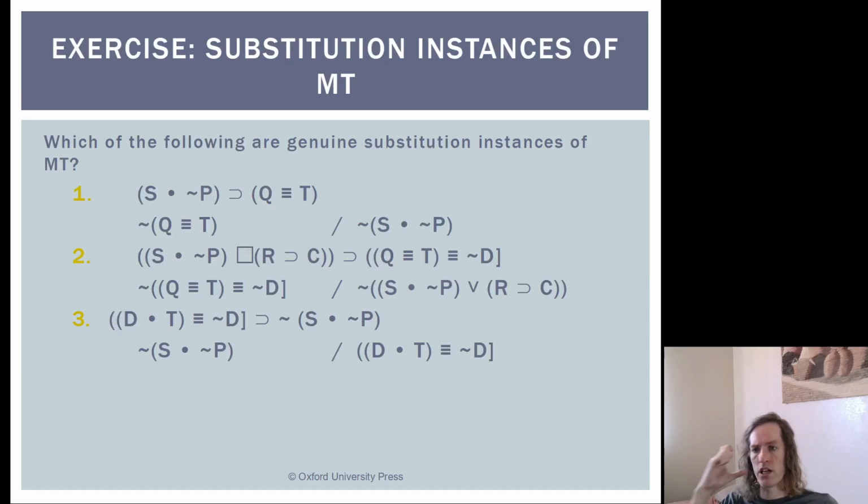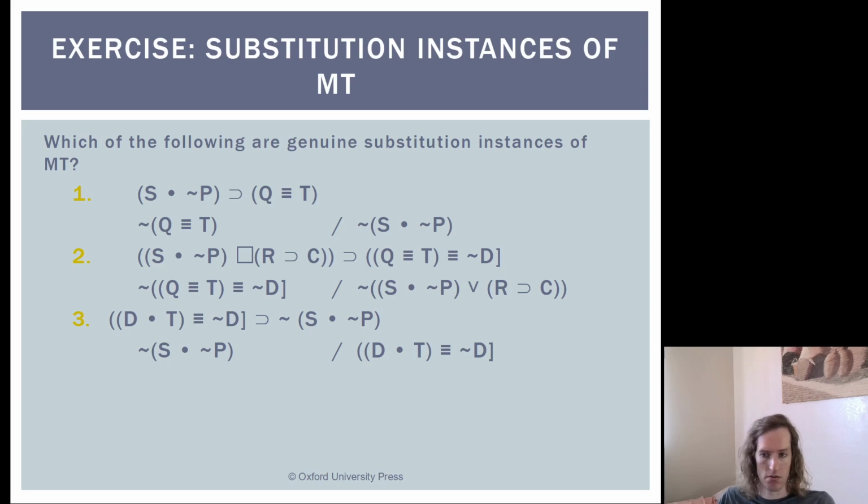All right, so here are some examples. The question is, which of the following are genuine substitution instances of modus tollens? In number one, we have a conditional: if it is the case that S and not P, then it is the case that Q if and only if T. Our second premise is it is not the case that Q if and only if T. So therefore, we can conclude it is not the case that S and not P.